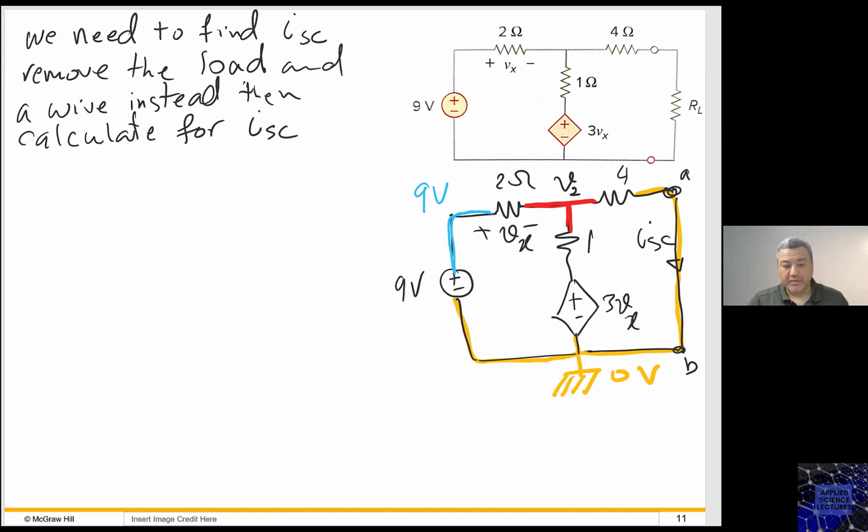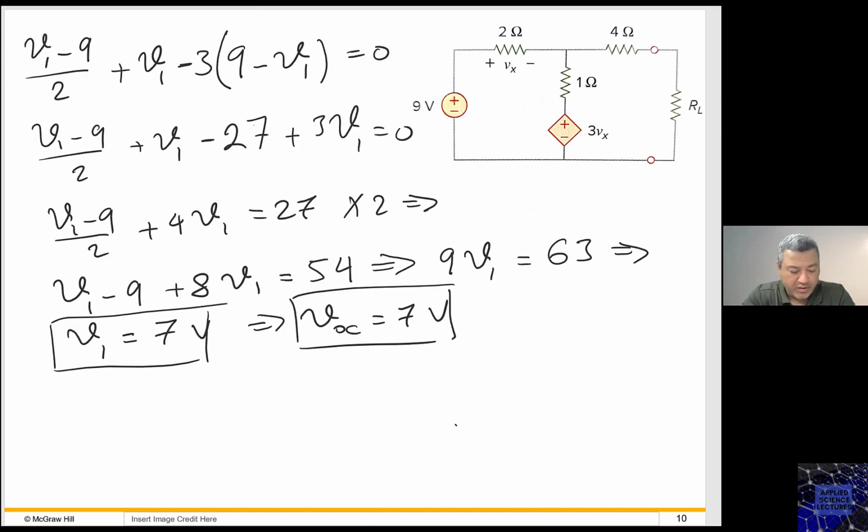Sure. I had you explain that. Yes. Can you go back a page or two? I'm sort of confused as to the steps you took. Which one? The previous one? The relationship between V1, Vx, and 9. Here.